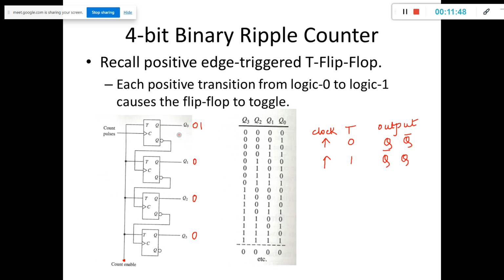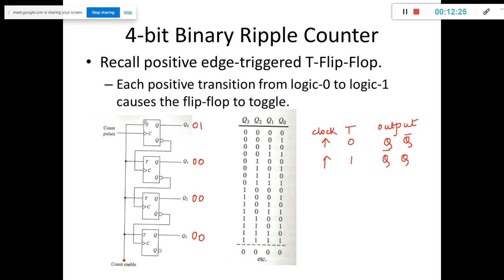So Q naught becomes 1, Q naught bar will become 0. So this 0 is applied as a clock to the next flip-flop. So if the clock is 0, okay, so here what happens? This will not work. So it will be 0. If this will not work, this will not be affected. If this will not be affected, this will not be affected. So it will retain the earlier position only, okay. Is it okay?